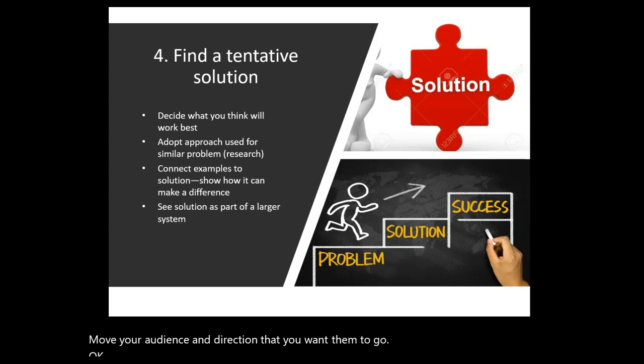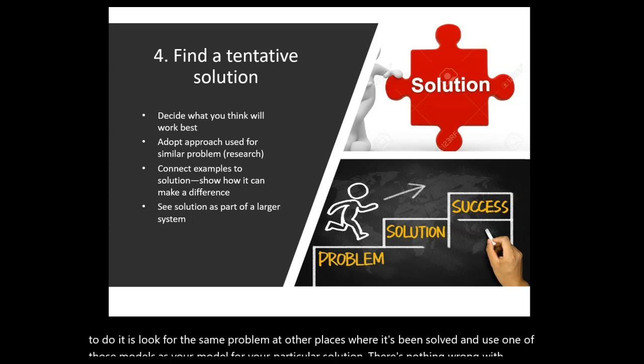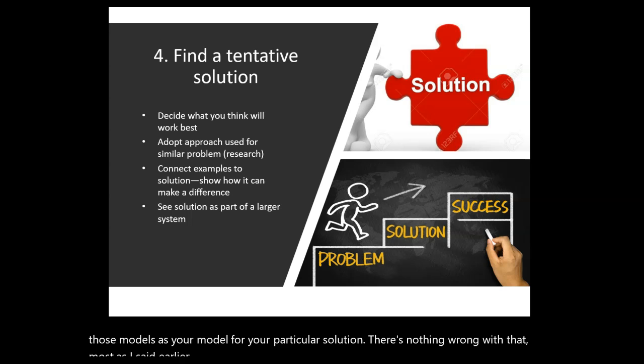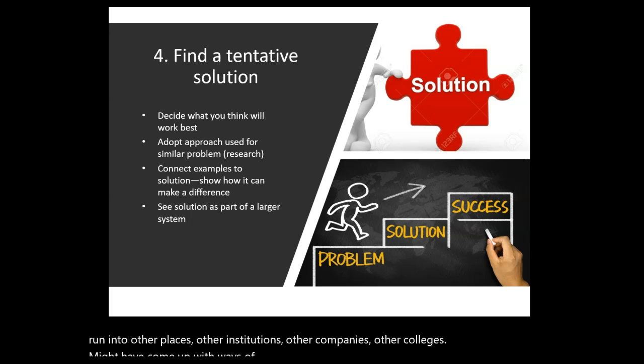Finding a solution sometimes is complicated and sometimes it's not. But one of the best ways to do it is look for the same problem at other places where it's been solved and use one of those models as your model for your particular solution. There's nothing wrong with that. As I said earlier, most of the problems that we run into are ones that all kinds of people run into. Other places, other institutions, other companies, other colleges might have come up with ways of dealing with this that we just simply haven't thought of.